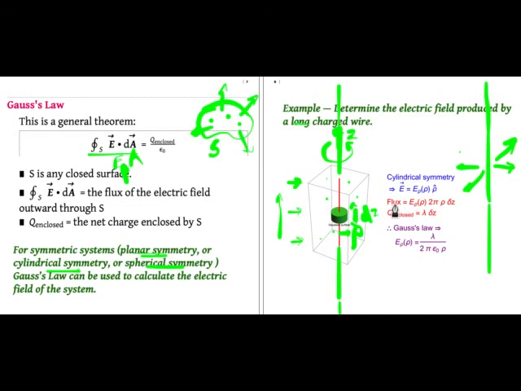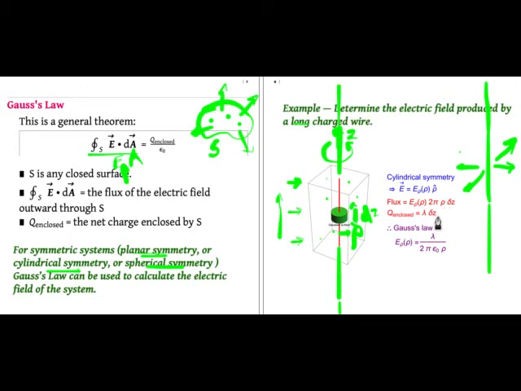So there's the flux. Now what about the charge enclosed? Well, I just enclose a certain length of the wire, a length dz, and suppose that the charge per unit length on the wire is lambda. So lambda is the density per unit length, charge per unit length. And so the amount of charge in a length dz is just lambda times dz. So there's Q enclosed.